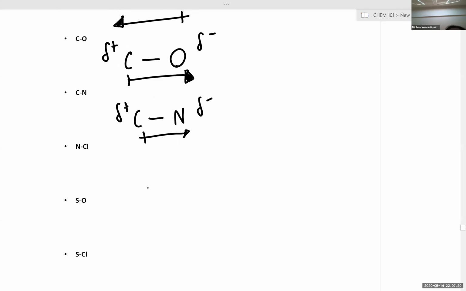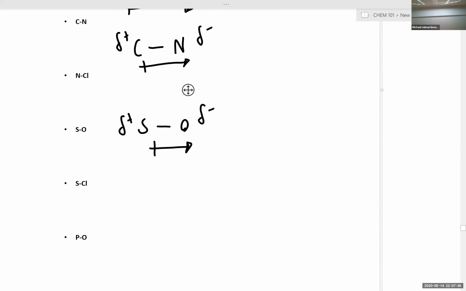If we look at a sulfur-oxygen bond, which atom is more electronegative, sulfur or oxygen? Which atom is higher up in the periodic table and farther to the right? Oxygen. So we get a delta minus, delta plus. We draw our dipole arrow pointing towards oxygen.